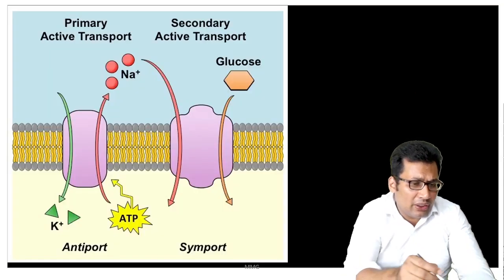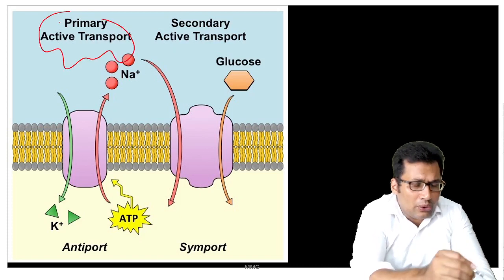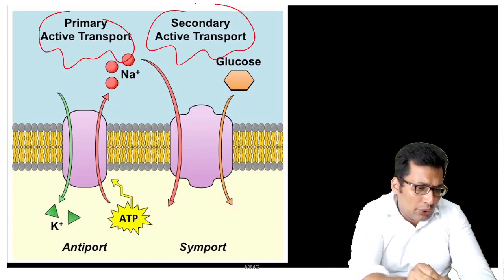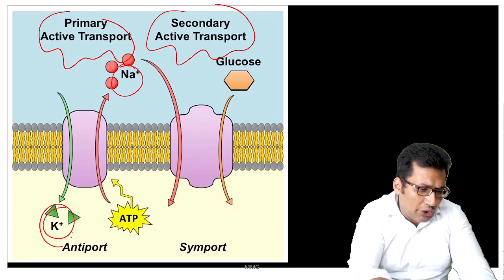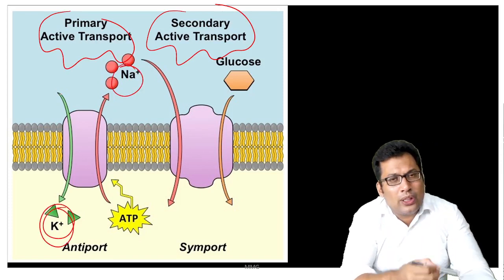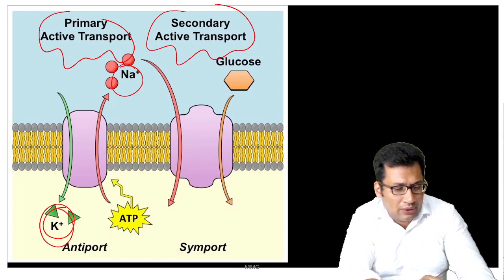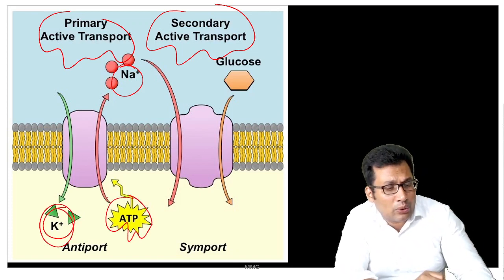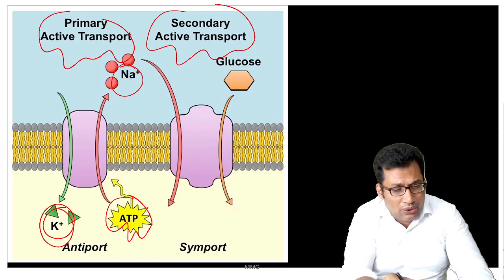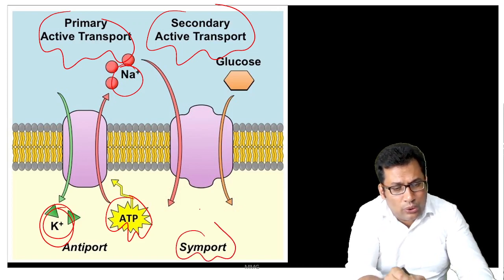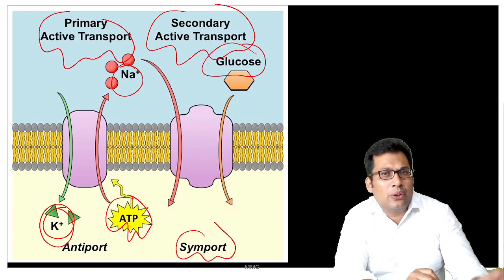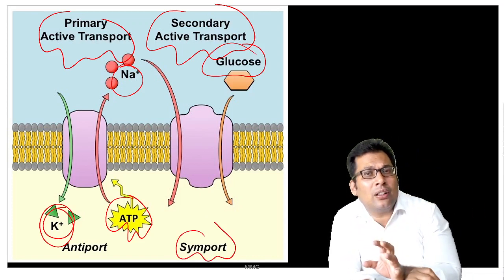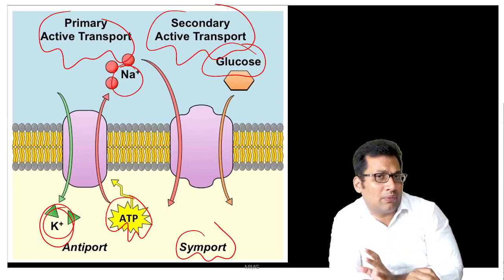Here you can see primary active transport and secondary active transport. Example, sodium and potassium: sodium goes out, potassium comes in with the help of ATP. Secondary active transport, one example is symport, the symport of sodium and glucose. This property is used in ORS powder.